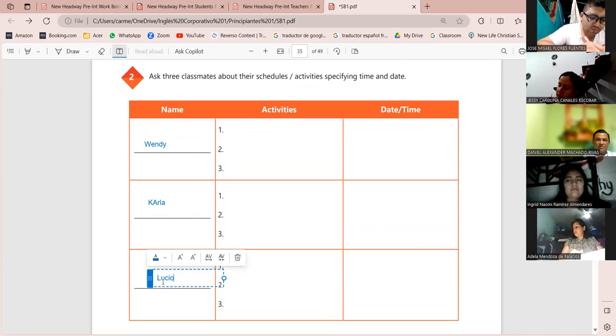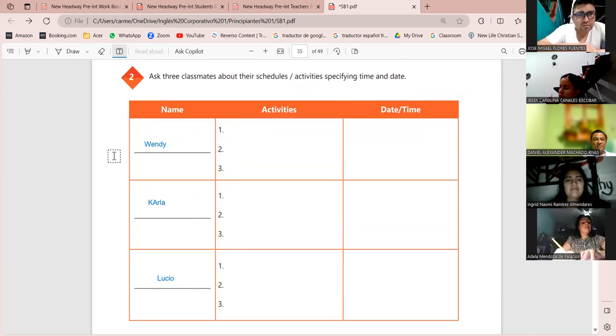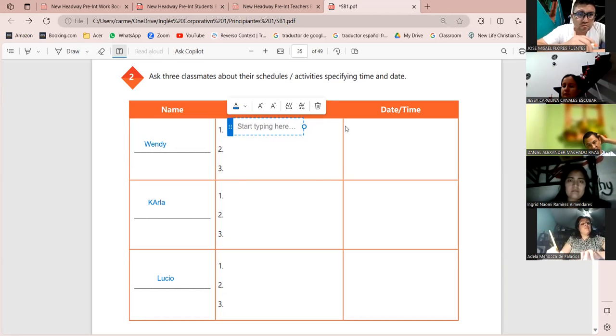Muy bien. Artistas invitados, Lucio. Aquí tenemos que preguntarles a ellos, ¿sí? Por ejemplo, le vamos a preguntar a Wendy. Preguntémosle un día específico y una hora específica, una actividad. A ver, inventemos las actividades. Por ejemplo, hagámoslo un poco divertido, ¿verdad? Take a shower, ¿ok?